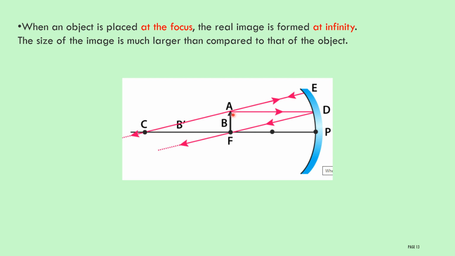The second ray: if any ray is parallel to the principal axis, after hitting the reflecting surface, it will pass through the principal focus F. Here you can observe these two rays will not meet at a single point. You can't observe it on the screen, but after extending to infinity, they will meet at a single point. At infinity, we don't know exactly at what point they will meet. At that point, the image will form.